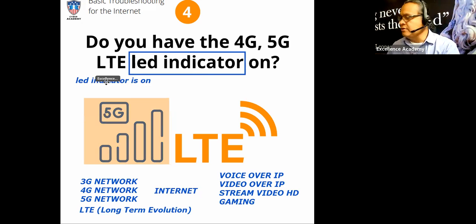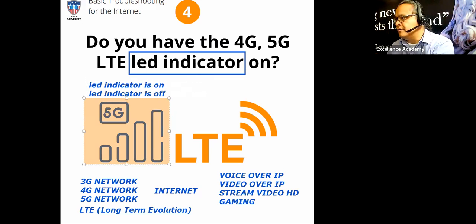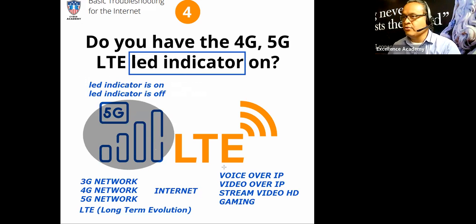However, if I don't have the service or the service is deactivated, then the LED indicator is off. Maybe the phone will display it in a different color. Usually when it's not working, the color is going to be different. Maybe it's going to be gray like this, right? Gray signals it's off or it's not working.